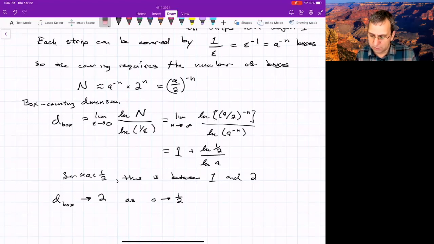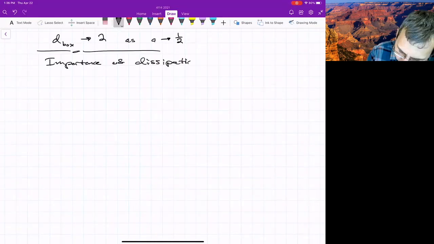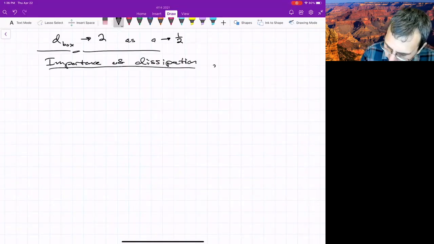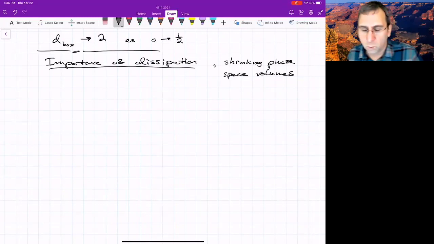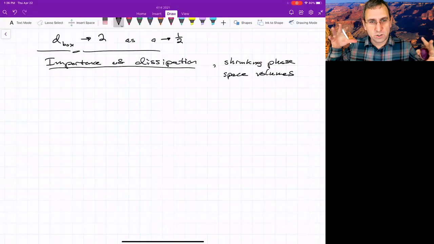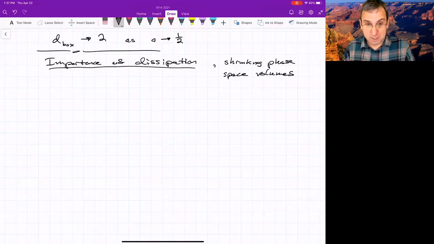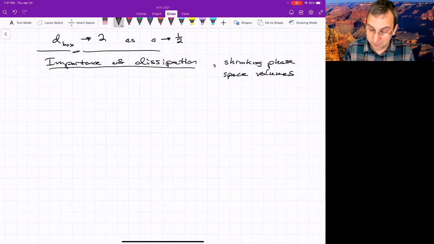This also illustrates the importance of dissipation. And this is dissipation in the sense of shrinking phase space volumes. One of the key things for the Lorenz attractor was that the volume was shrinking, and that led to an attractor. In mechanical systems where there is no energy dissipation and no damping, like the orbital mechanics that I'm very familiar with, there's no dissipation. Phase space volume doesn't shrink, and there are no attractors.